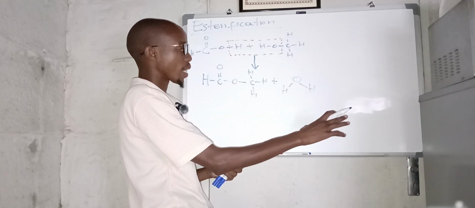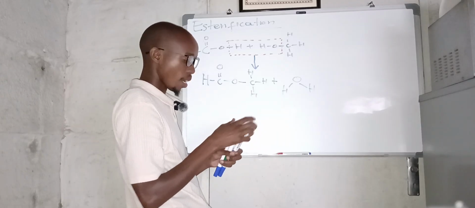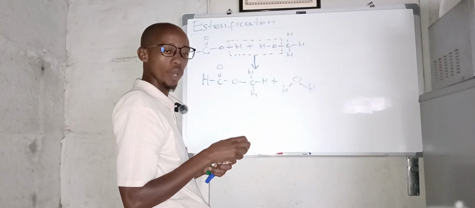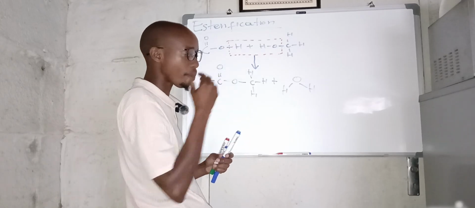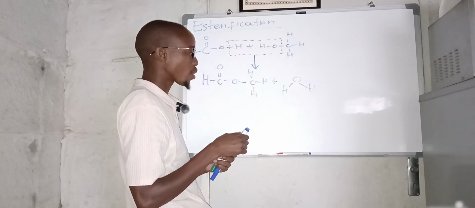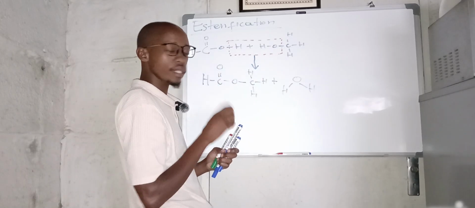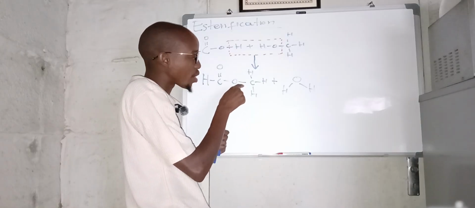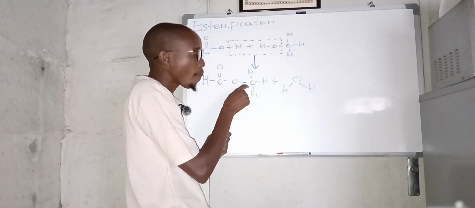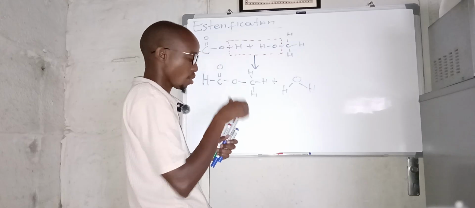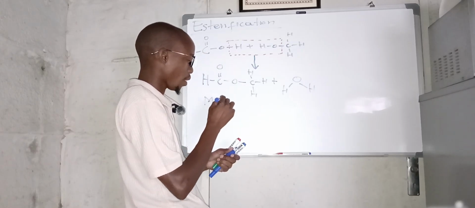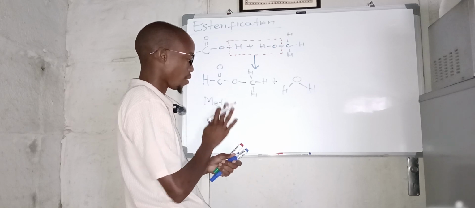Now, this is how we get to the name. What I wrote here, the alcohol part is going to get the YL part, the branch part. Now, we're going to check which part is the alcohol part, the part that does not have a C double bond O, which is this side. And then how many carbons are here? 1. So meaning we will be saying methyl.